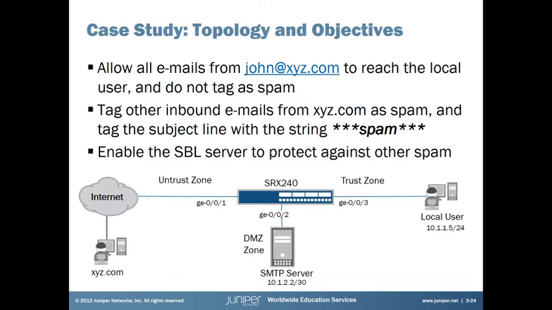So we want to allow emails from John at xyz.com to reach the local users, and not tag them as spam. Other inbound emails from xyz.com we tag as spam, and tag the subject line with the string spam. We're going to enable the SBL server to protect against other spam.